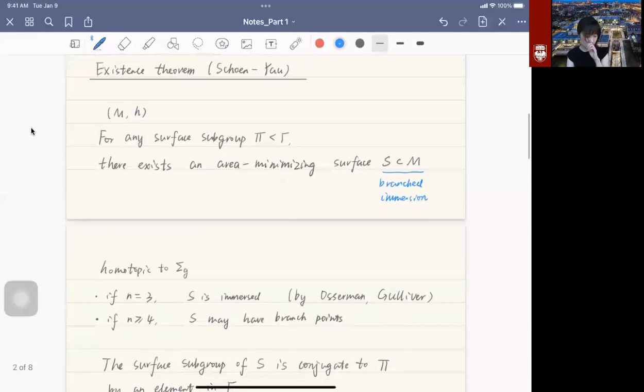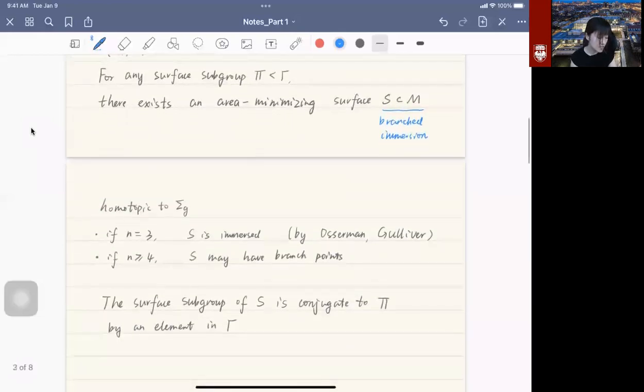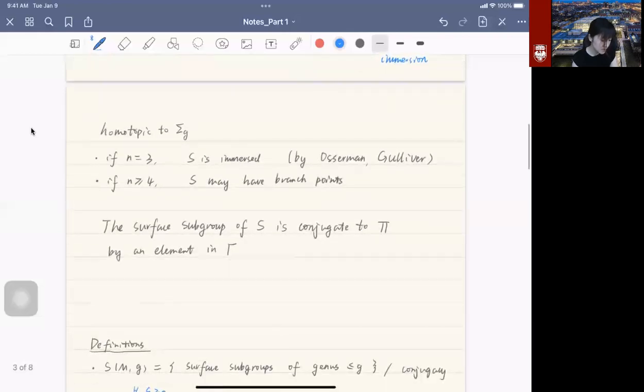In particular, when the ambient dimension of M is equal to 3, we are able to say S must be immersed in M. That was proved by Osserman and Gulliver. But unfortunately, when the dimension is equal to 4 or even higher, we don't have a similar result. That is to say, M might have some branch points. Okay, now our essential minimal surface S also corresponds to some surface subgroup, and that is conjugate to pi by some element in Gamma.